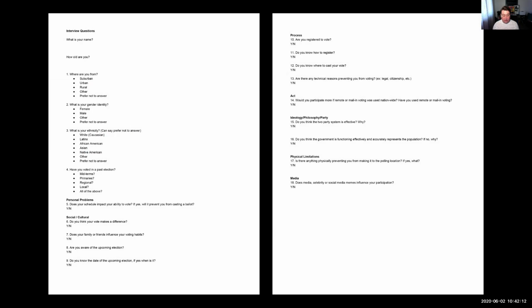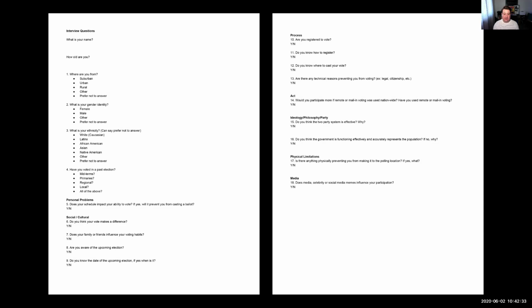Act. Would you participate more if remote or mail-in voting was used nationwide? And have you used that before? Then, ideology, philosophy, or party. Do you think the two-party system is effective? Do you think the government is functioning effectively to accurately represent the population?